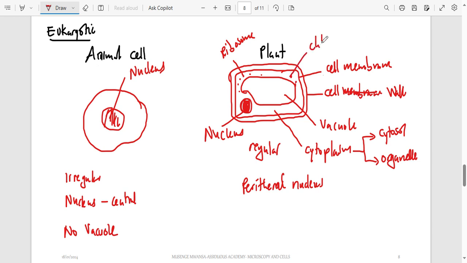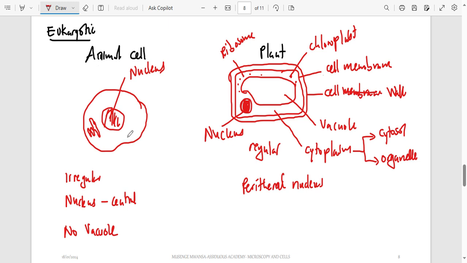Now, what makes chlorophyll are the chloroplasts. So we're going to have chloroplasts to be able to make the chlorophyll. In animal cells, you also find things like the endoplasmic reticulum. This is a structure that you are going to see something like this. This will be the endoplasmic reticulum.